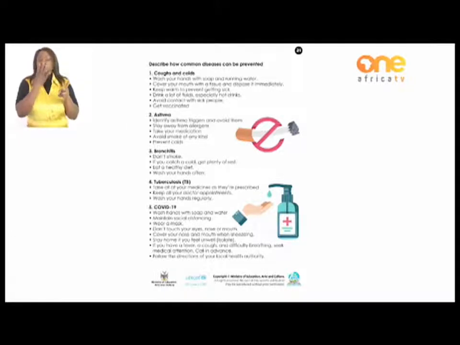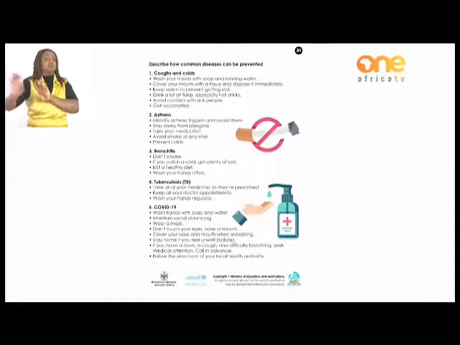Okay, the second one is asthma. Asthma is a well-known disease. Most of the people suffer from asthma. It affects our respiratory system. You will find difficulty in breathing when you have asthma. To avoid asthma, identify asthma triggers and avoid them. Asthma triggers are the ones that can cause an attack. Some people are allergic to dogs, some people are allergic to meds, some people are allergic to plants, and these can be your asthma triggers, because if you are exposed to them, you will find it difficult to breathe. So rather avoid the asthma triggers.